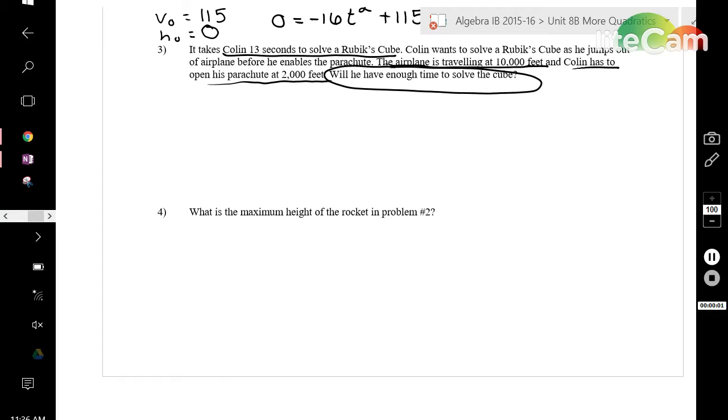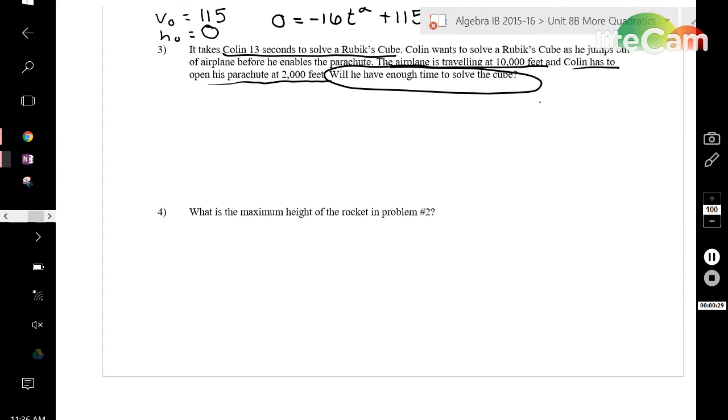For number 3 on the same worksheet, vertical motion practice 3, it says that Colin takes 13 seconds to solve a Rubik's Cube. He wants to solve a Rubik's Cube as he jumps out of an airplane before he enables his parachute. The airplane is traveling at 10,000 feet and Colin has to open his parachute at 2,000 feet. And we want to know if he has enough time to solve this Rubik's Cube.